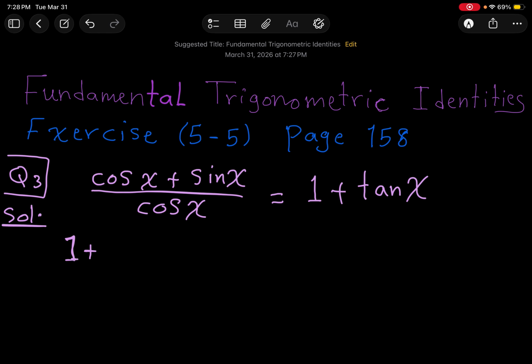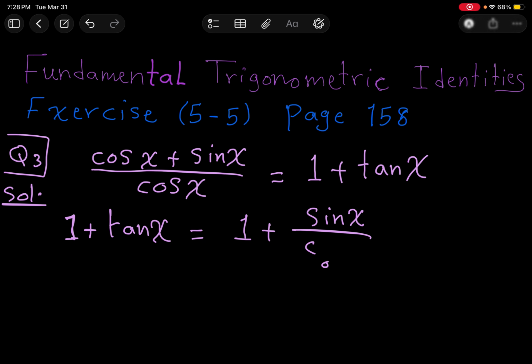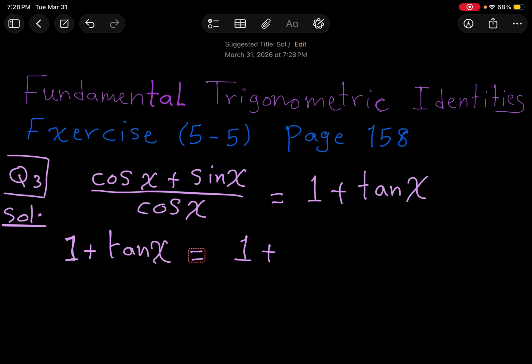1 plus tangent x equals 1 plus tangent x, which is sine x over cosine x. I'm gonna use the rubber because I made a mistake. So 1 plus sine x over cosine x.